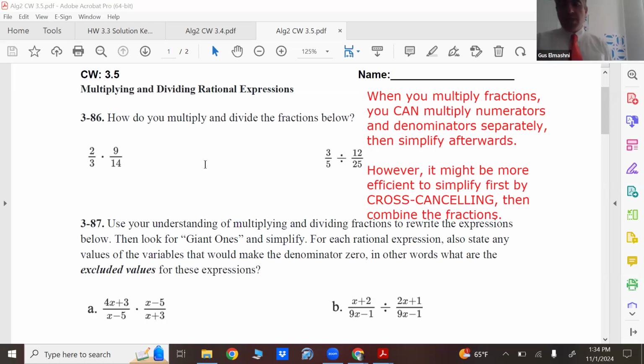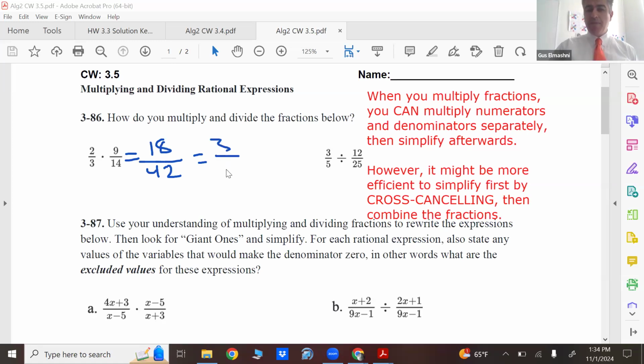So for 86, don't write it this way. I'm just going to show you the first way I suggested. You could say 18 over 42, right? Sometimes people have a hard time multiplying 3 by 14, and then you have to realize that 6 is a factor of both, so you get 3 out of 14. You could do that if you want. But what I would probably do is something like this: 2 over 14, 1 over 7; 9 over 3, 3 over 1. What does that become?